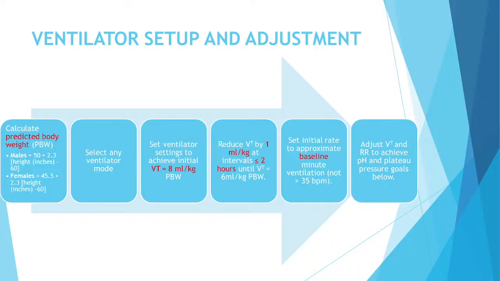While doing this, you have to keep in mind your plateau pressure goals, your oxygenation goals, your PF ratio, all those you will keep in mind. We will come in subsequent slides to each target, your pH goal, etc. But this is how you approach it. You start at 8, then you start reducing VT by 1 ml at less than or equal to 2 hours interval until you reach 6. The initial rate you start approximate to the baseline, but your upper limit being 35. And then you will adjust the respiratory rate and tidal volume to achieve your pH and plateau pressure goals, which we are coming to next.